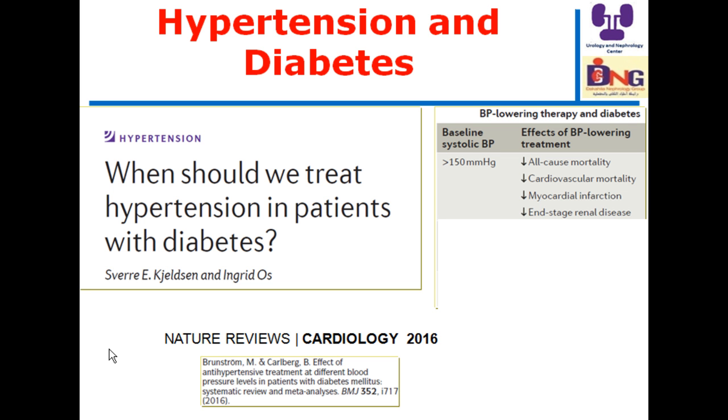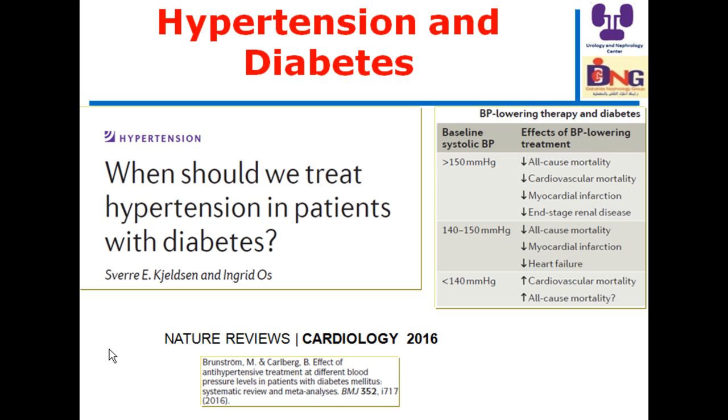If the systolic blood pressure is between 140 to 150, and we give blood pressure lowering therapies, this will be associated with beneficial effect on the all-cause mortality, myocardial infarction, and heart failure. But if we start antihypertensive treatment while blood pressure is still normal, less than 140, this will increase the harm, increasing cardiovascular mortality, and maybe increasing all-cause mortality.